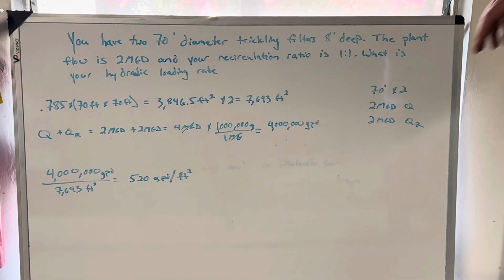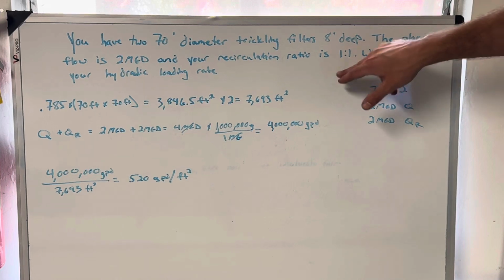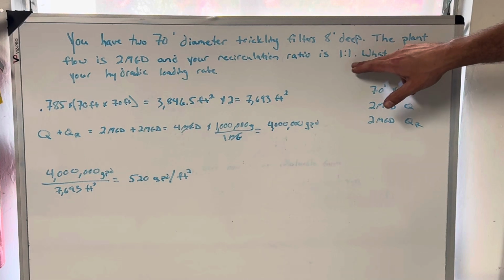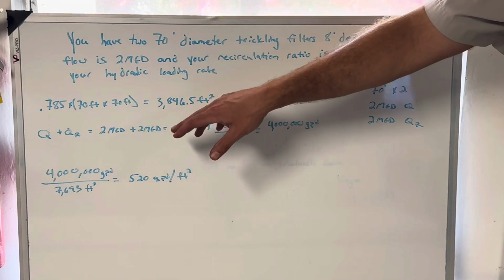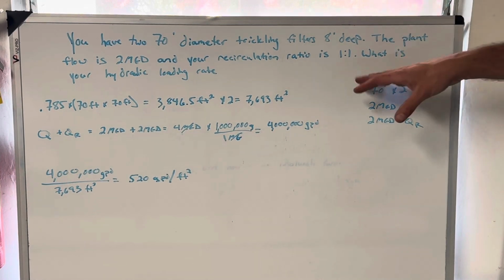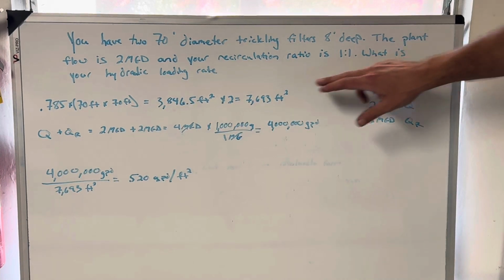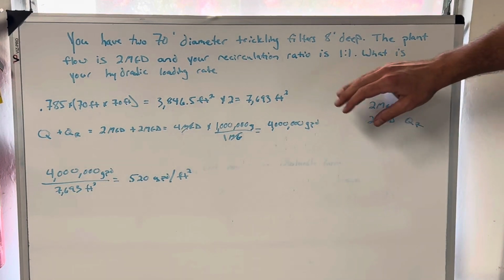So Q plus QR. My recirculation ratio is 1:1. So if my plant flow is 2 mgd, so is my recirculation. If this was 0.5 to 1, it would be 1 mgd. If this was 3 to 1, my recirculation would be 6 mgd. If you have any questions about that, please put it in the comments below. I made it pretty easy. For every 1 gallon of water, I get 1 gallon of recirculation. That's what a 1:1 is. So for every 2 million gallons a day of flow into my plant going over my trickling filter, I've got 2 million gallons a day recirculating. That is a 1:1.